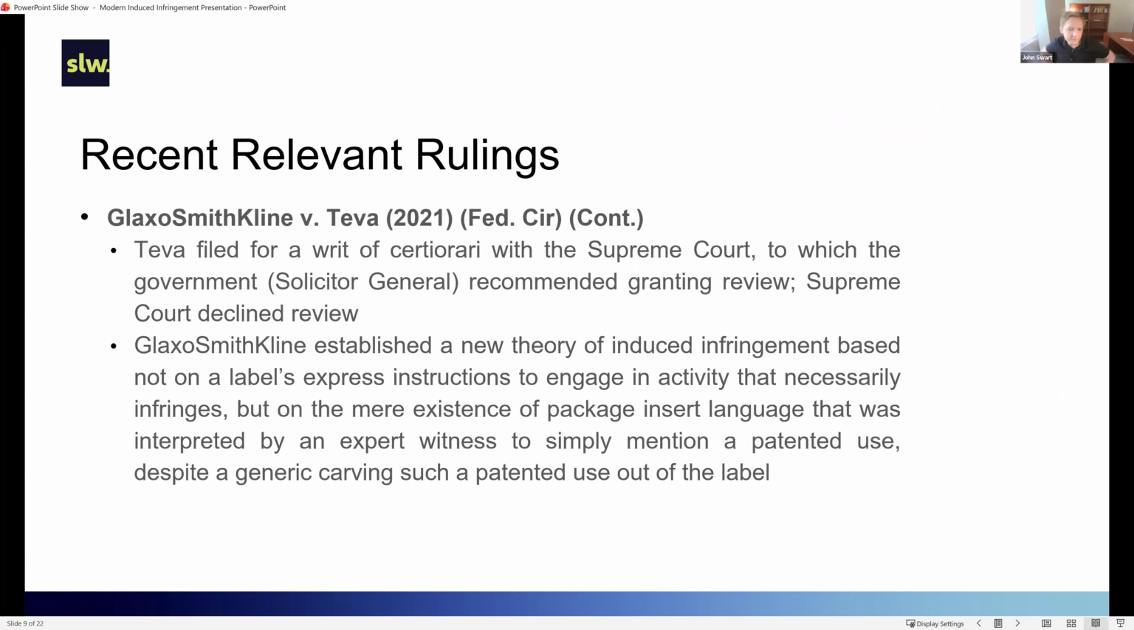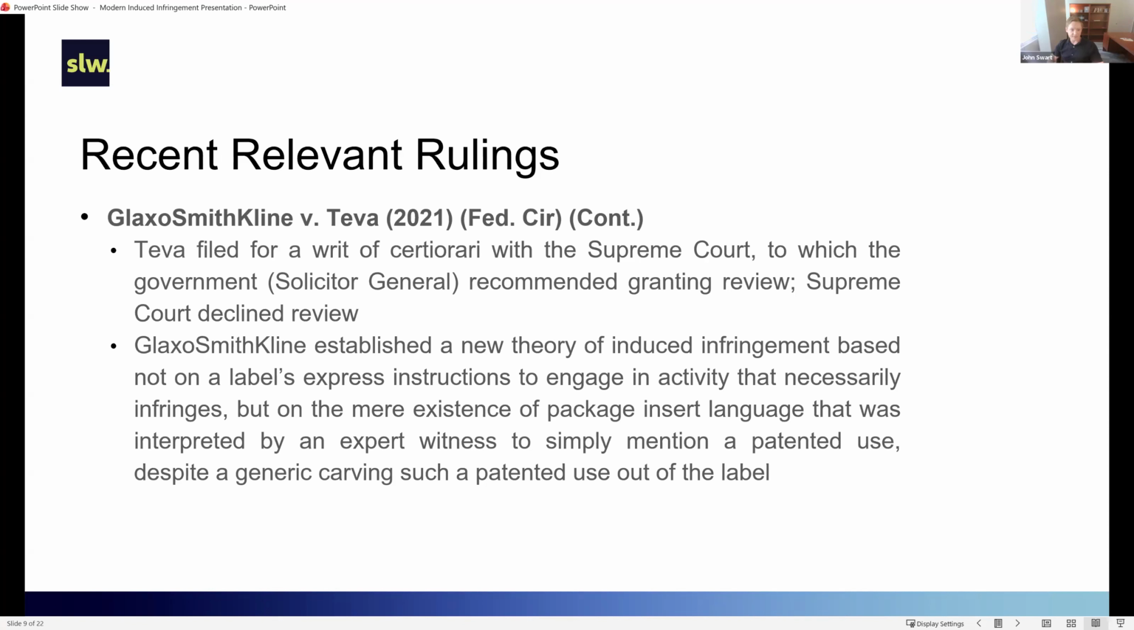On the tail end of this case, what might be interesting is Teva did file for certiorari with the Supreme Court, and the Solicitor General actually recommended the Supreme Court grant review, which the Supreme Court generally does grant in these cases at the recommendation of the Solicitor General. Here they did not. So that was the end of this case.